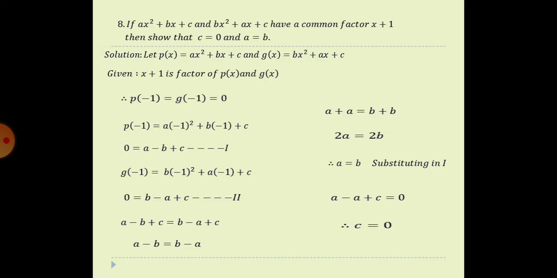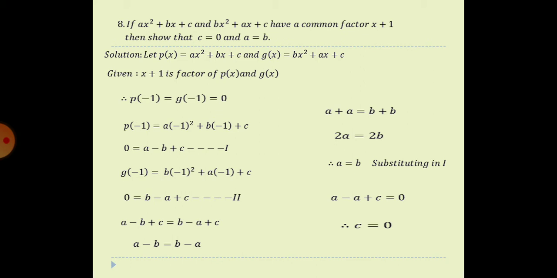Let us see another question, that is the 8th question, in which it is given: if ax square plus bx plus c and bx square plus ax plus c have a common factor x plus 1, then show that c is equal to 0 and a is equal to b. Let us see what is given, try to understand. Both the polynomials have a common factor. That means the remainder in both the cases is 0 when the variable is replaced by minus 1. So let us find p of minus 1 and equate it to 0.